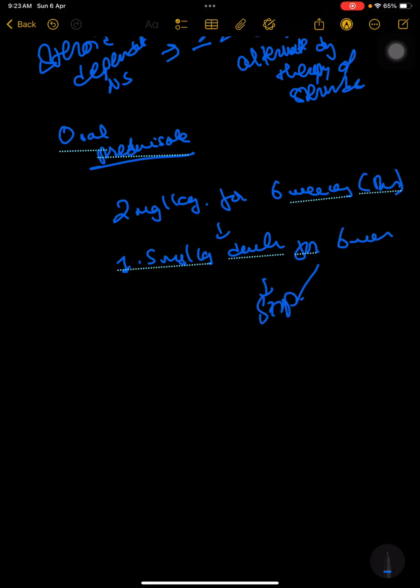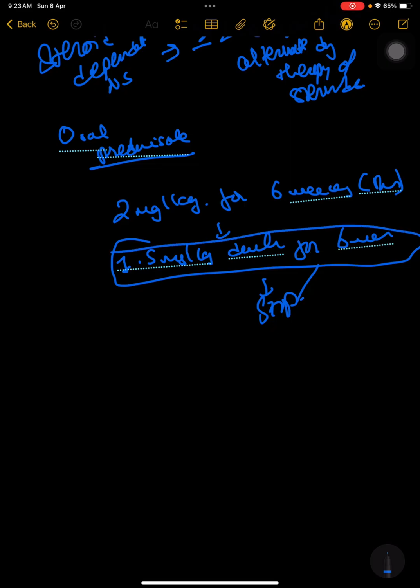Okay, so alternate day therapy means every other day you are going to give this one, and this you are going to give daily, right? So when you are going to give this condition, if there is more than or equal to 2 relapses during the alternate day therapy, then that is steroid dependent.